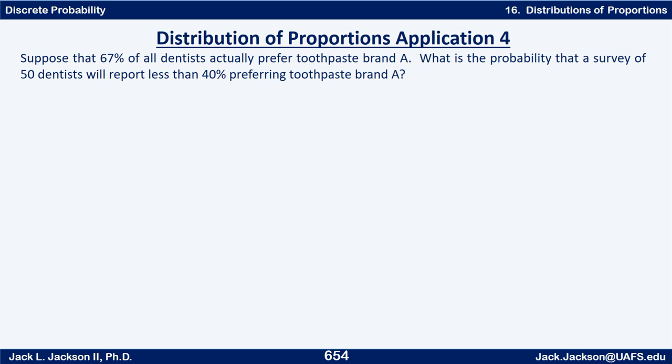All right, one more application. Suppose that 67% of all dentists actually prefer toothpaste brand A. What is the probability that a survey of 50 dentists will report less than 40% preferring toothpaste brand A? Work this out. Press pause now.